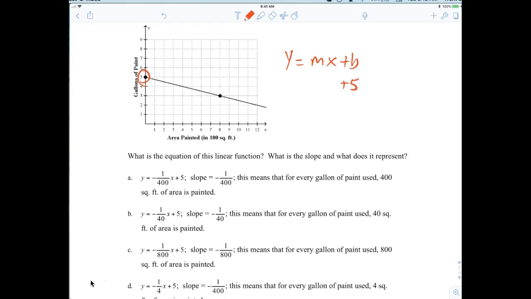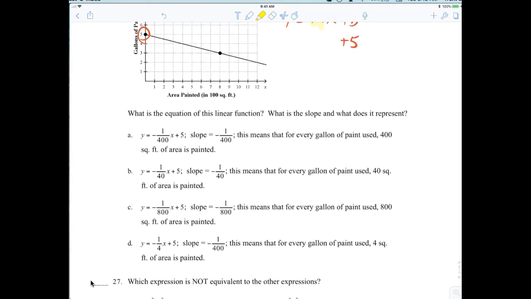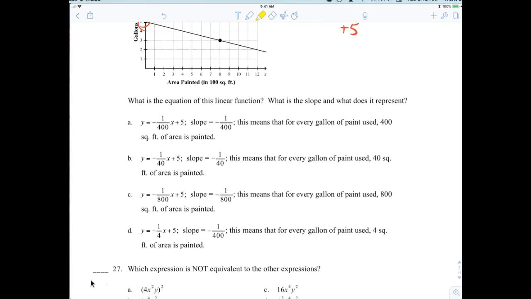Now we're looking for the slope. We're trying to find the slope of the line. Now, is the slope positive or negative? Negative. It looks to me like they are all negative, so there's nothing I can eliminate. It looks like the y-intercept is all positive. The one thing that is different is the slope: negative 1 over 400, negative 1 over 40, negative 1 over 800, or negative 1 over 4.